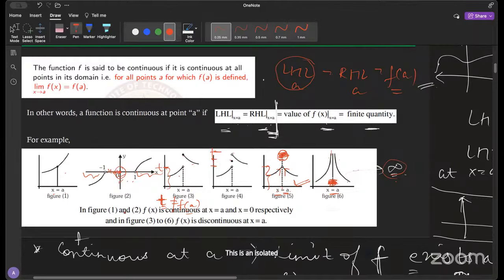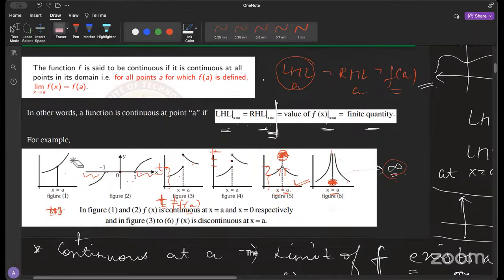That means this point, there's one neighborhood around this point in which there are no points from the domain. That's what it means. It's a little complicated. What it means is that if you draw a neighborhood around this point, you can find one neighborhood around this point where there are no points of the domain, right?